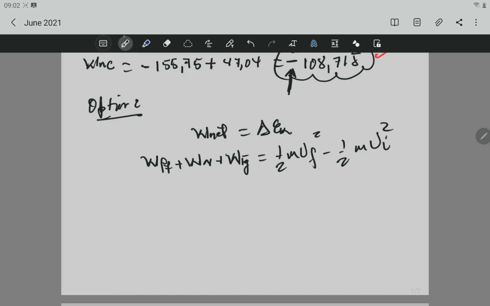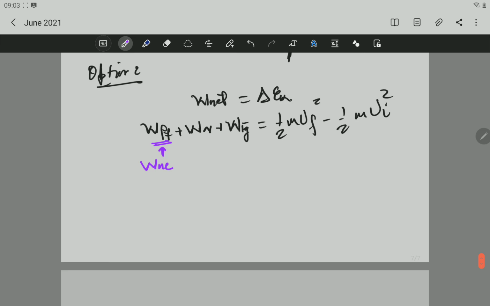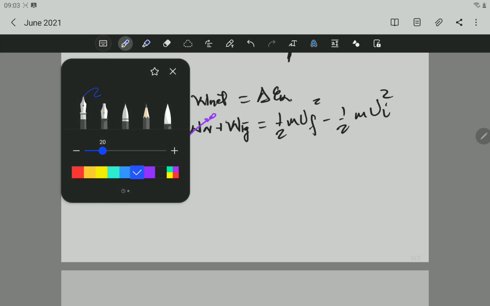Now remember, the work done by the frictional force, that is the work done by the non-conservative forces, which is what they're looking for. The work done by the normal force is 0 because the angle between the displacement and the normal force is 90 degrees. So this is 0, and then plus the work done by gravitational force. Let's calculate it separately, keeping our trend of calculating the work done by forces separately.